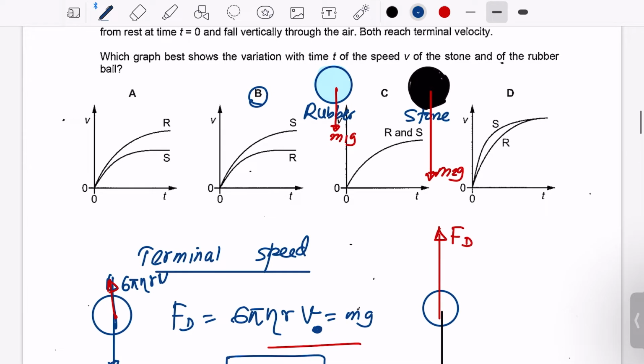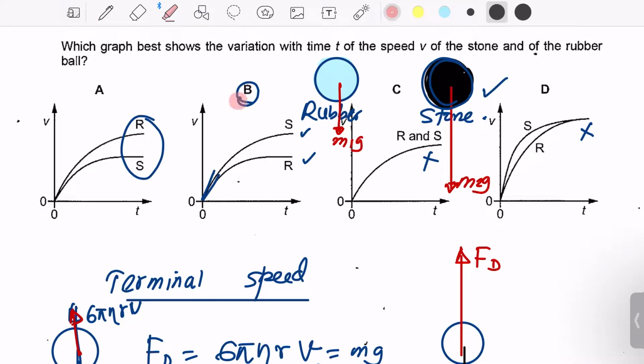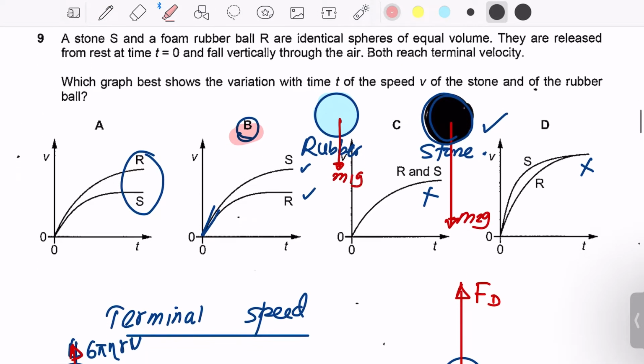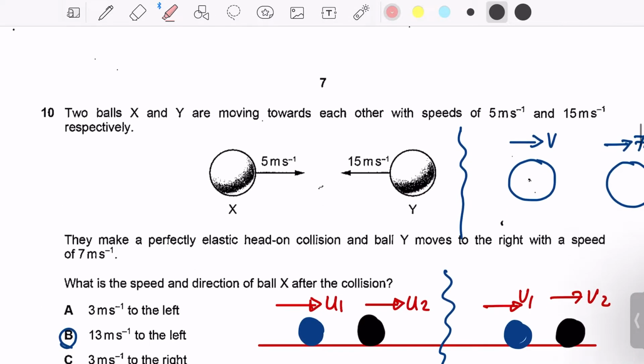Based on that, both of them are starting at the same acceleration. Find who is heavy, rubber or stone, same volume. So stone has bigger mass, stone should have a higher terminal speed. This is wrong, they don't move at the same terminal speed. This is wrong, this is the opposite of what I am saying. So the answer for question number 9 is B. Stone will move at a higher terminal speed.